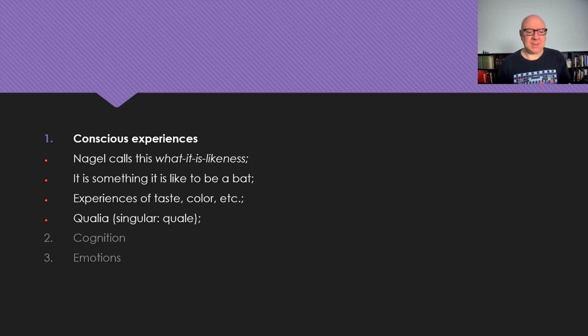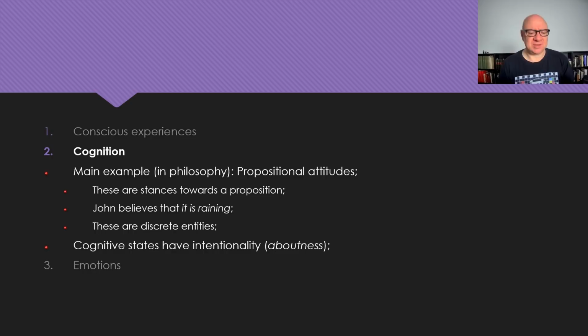Okay, so that briefly is what conscious experiences are, and they can be distinguished from cognitive states, cognitive mental states, where you are aware of, you can think about something. So the main example in philosophy are the propositional attitudes, but here you just have to think. When you think about cognition, it's about thinking. It's about having mental states that are about something, that represent something. So my thought about my mother represents my mother. My thought about my mother is about my mother. So cognitive states have aboutness, as it's called, or in technical terms, intentionality. That's the technical term for mental states that are about something.